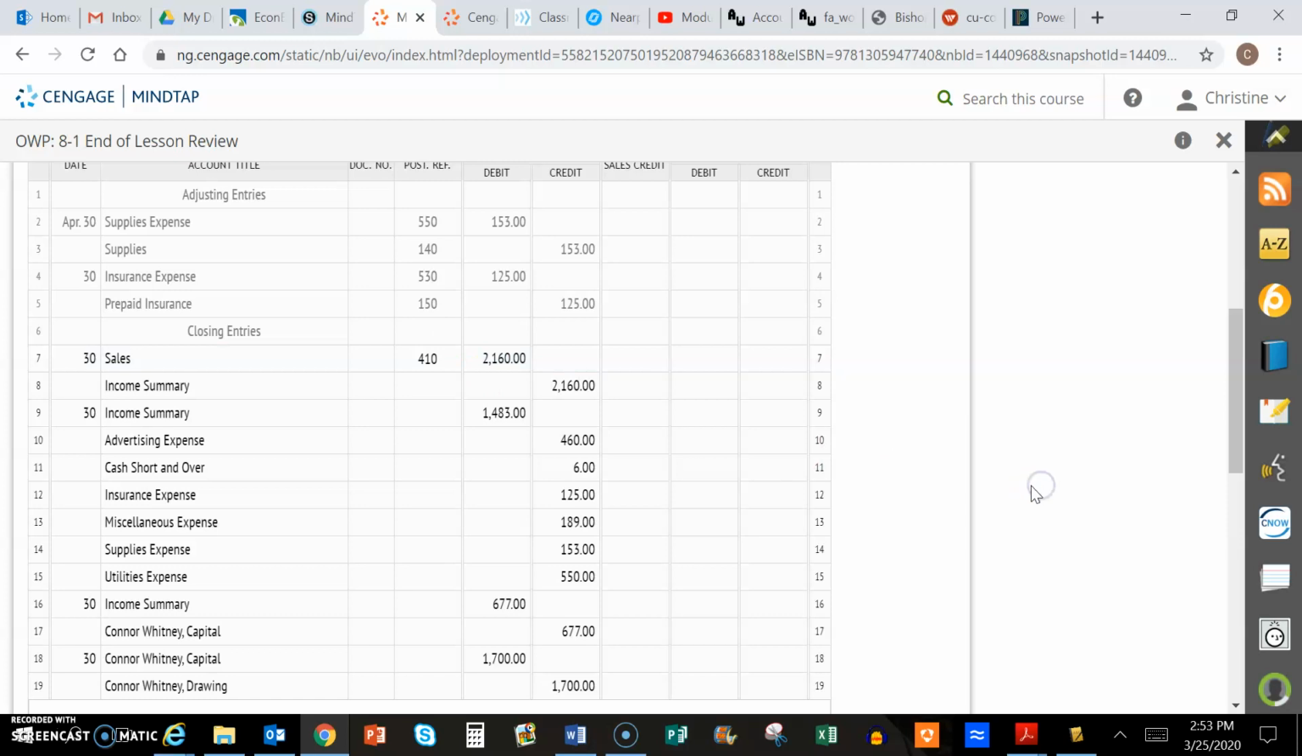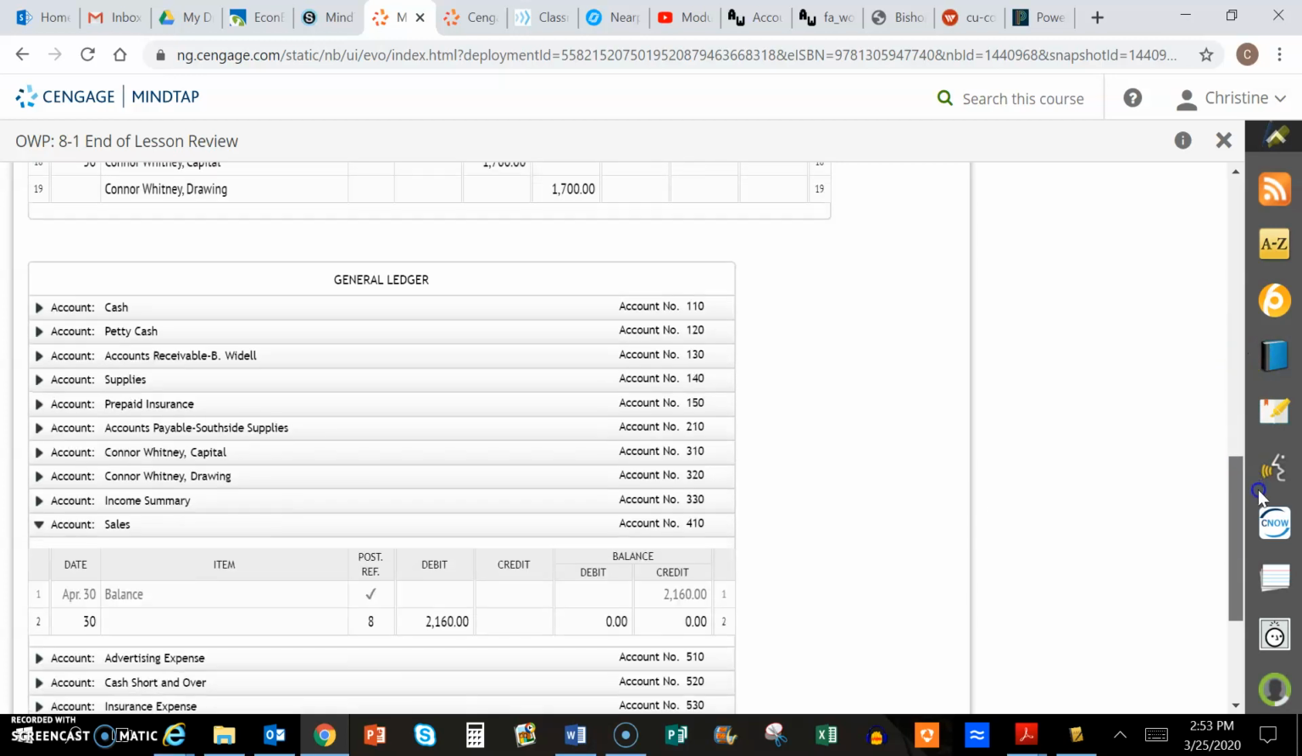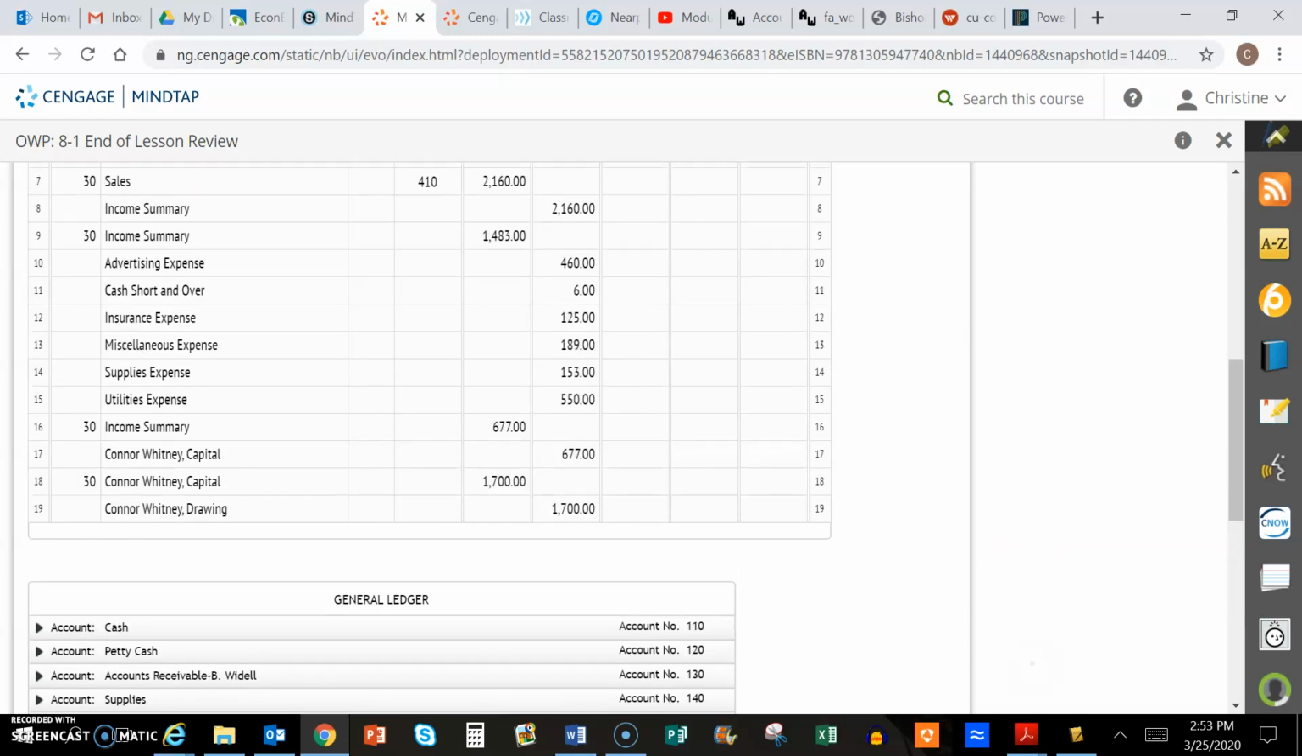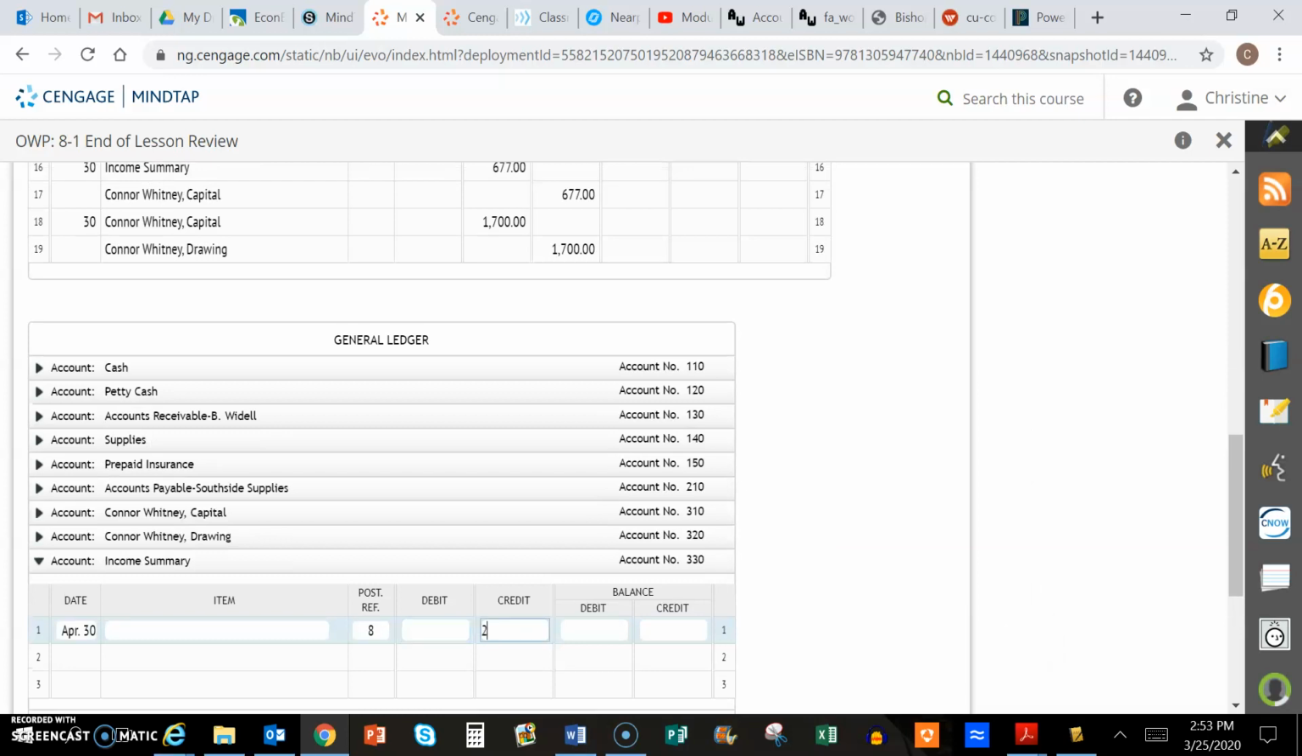Okay. Then we're going to go to income summary. Income summary is a credit of 2160. When we go to income summary, we'll notice there's nothing in here, so it is going to create a balance and then close out. Since line 1 has no date, we do have to put APR period 30. Post reference is 8, and it's a credit of 2160. So the new balance in there is 2160 credit.